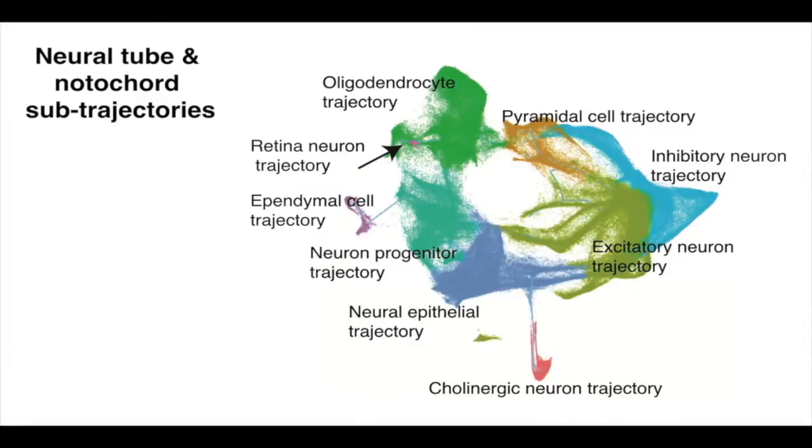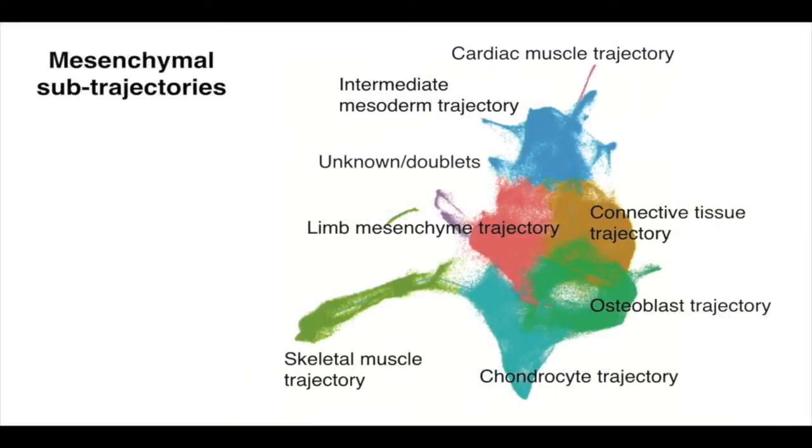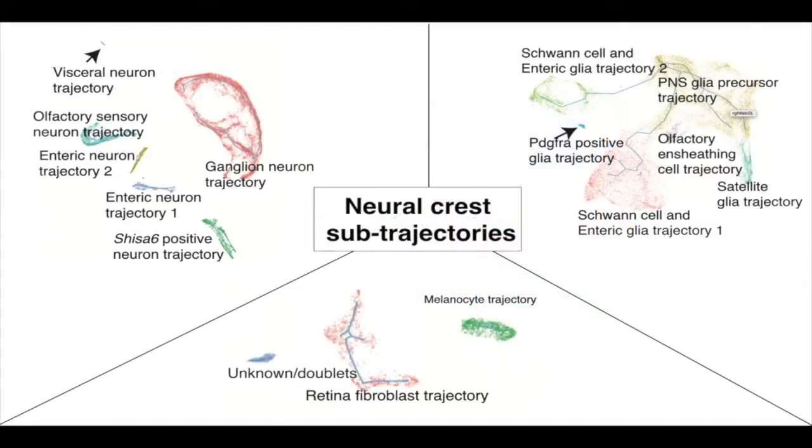So there are other ways of viewing this data, and we can walk through and try to annotate various aspects of trajectories at greater detail within these super trajectories, so to speak, right? So that was neurons here. We're looking at various endothelial trajectories, mesenchymal trajectories, and then neural crest subtrajectories.